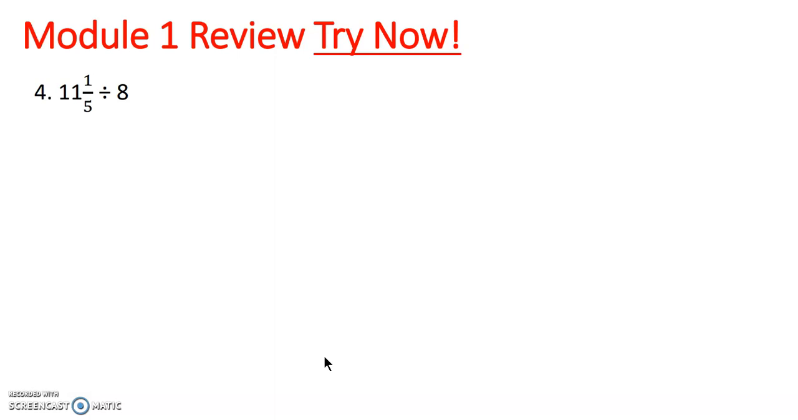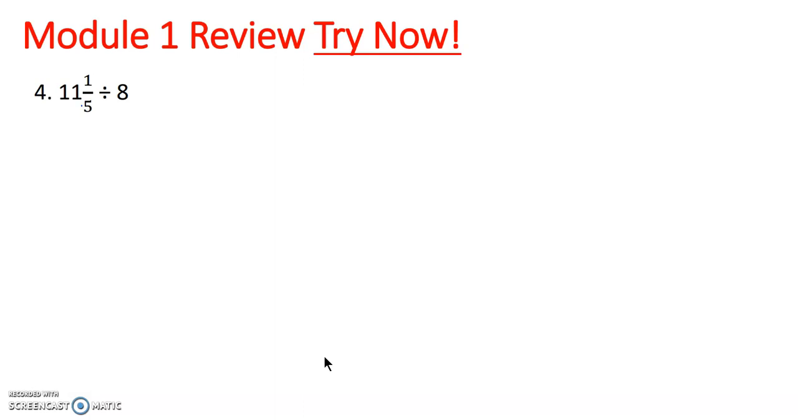For number 4, you're asked to take a mixed number and divide it by a whole number. Remember, mixed numbers, they're no good for multiplication and division. So you're going to change that to an improper fraction, including the 8. You're going to change to an improper fraction. And remember, there's no such thing as division. You're going to have to keep, change, and flip. So you can pause the video and then check out the solution.